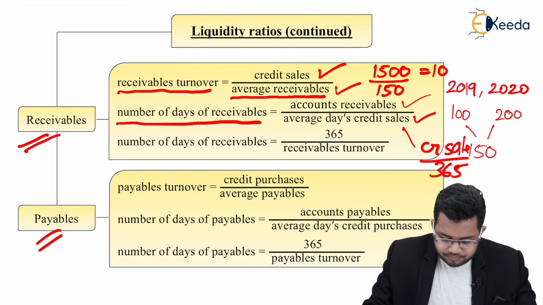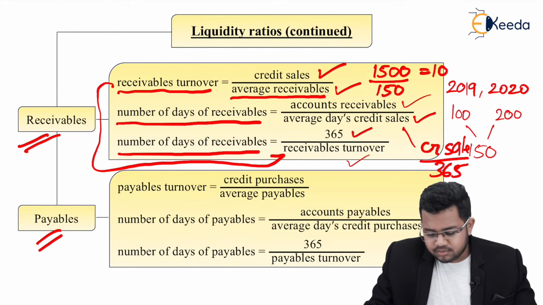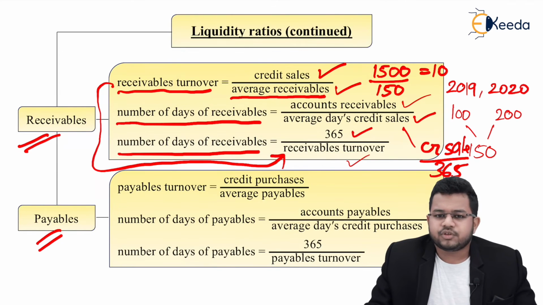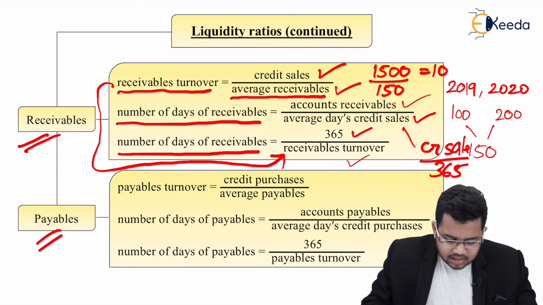There's another formula for number of days of receivables. It is 365 divided by receivables turnover ratio. The receivable turnover ratio which we found in the first step, you can also use 365 upon receivable turnover. Your answer would be the same. The second and third ratio, the answer would be the same. I have detailed interpretations in the next slide also.